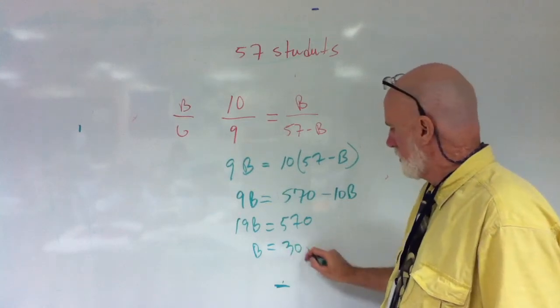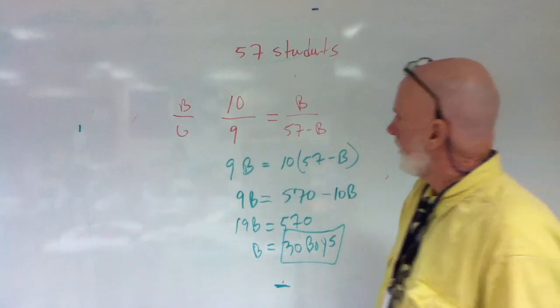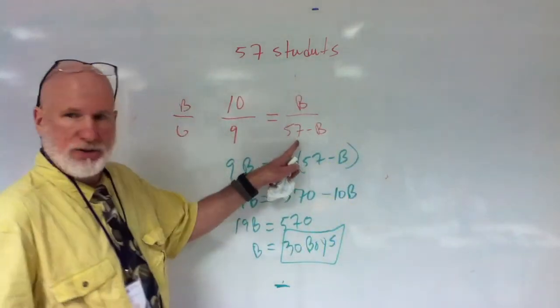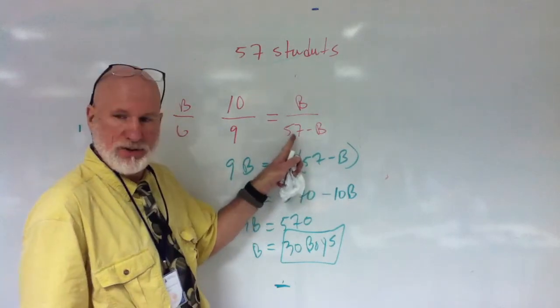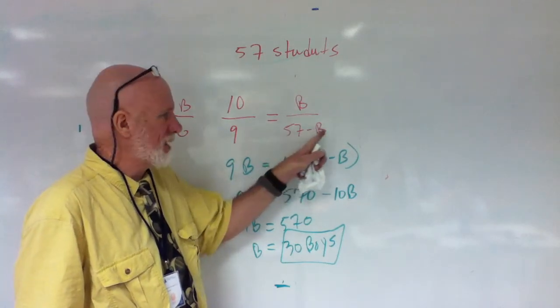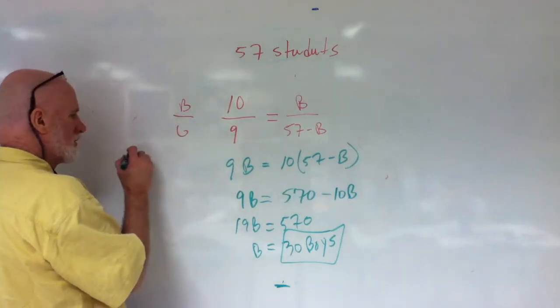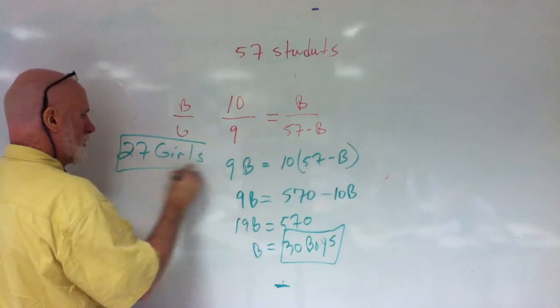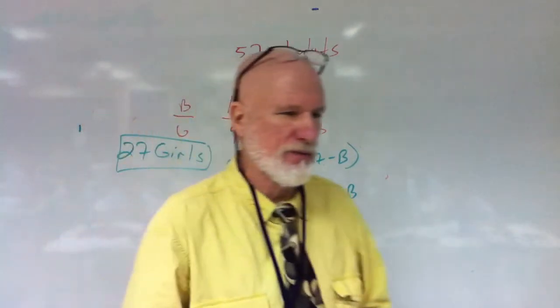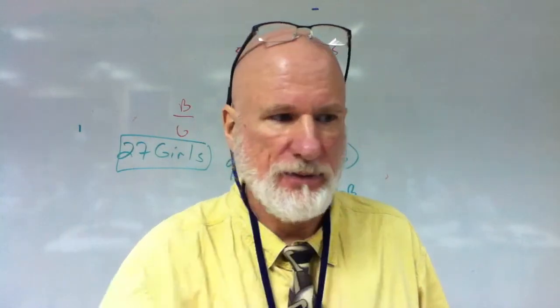30 boys. This is the number of boys, correct? So 57 minus the number of boys leaves you with how many girls? 27 girls. Okay, we don't have to deal with that 0.4, correct? So, are you all right with this so far? Yeah. End of video.